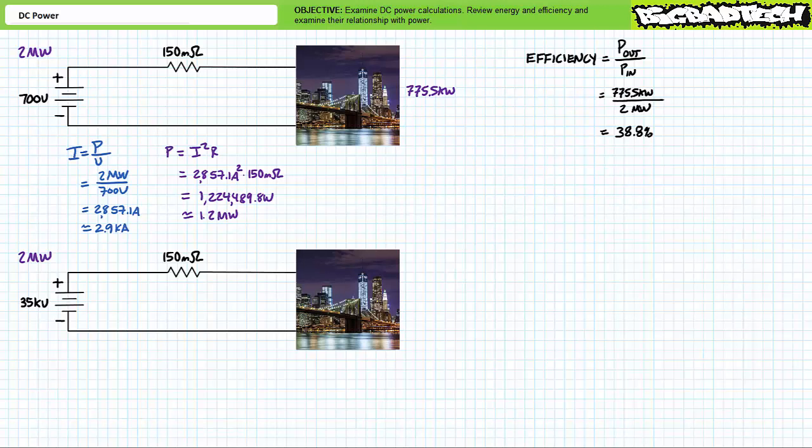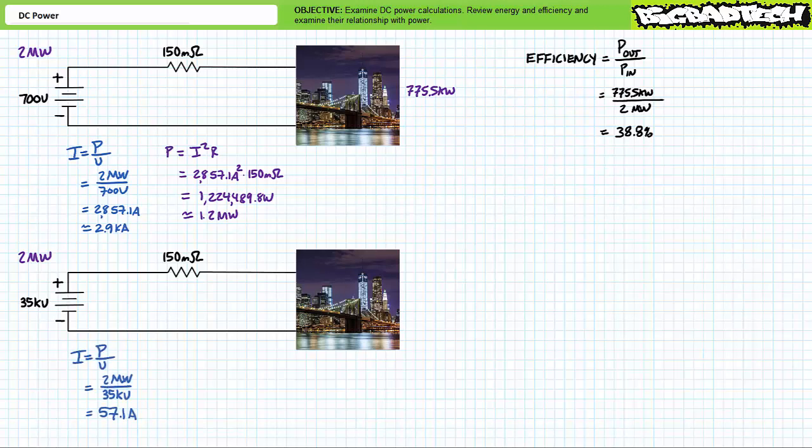Consider the same 2 megawatt generator transmitting power to the distant city along the same transmission line modeled as a 150 milliohm resistor, not at 700 volts, but rather at 35 kilovolts, or 35,000 volts, 50 times greater than previously. How will this marked increase in transmission voltage affect the efficiency of this system?